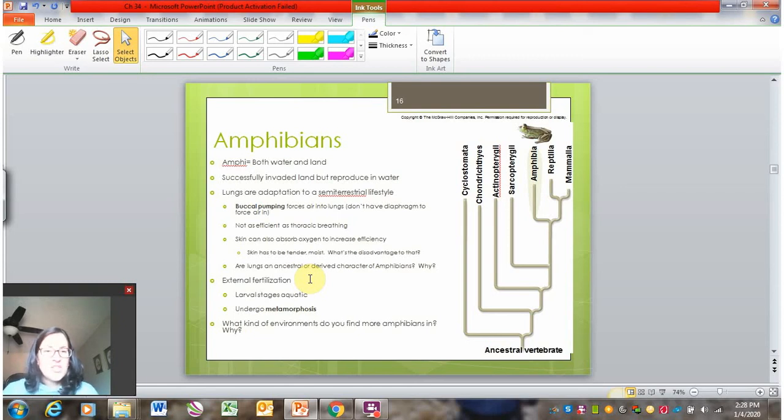In addition to having external fertilization, they also rely on this water environment as the place where their offspring develop. So not only does the egg develop into the embryo, but then they have larval stages that are aquatic. So the larvae actually even look more like a fish, for example, and maybe you've seen a tadpole swimming in a bit of water. A puddle's enough for them.